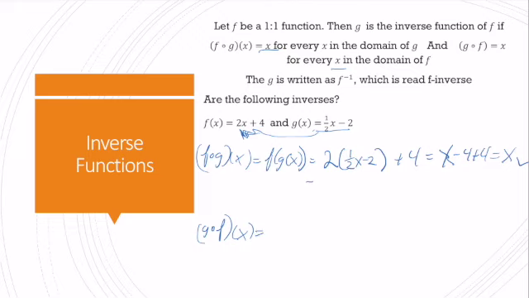I have g of f of x, so that's 1/2 times (x minus 2), so 1/2 times (2x plus 4) minus 2. That gives me 1/2 times 2x is x, 1/2 times 4 is 2, minus 2, I'm left with an x. So these functions are inverses.